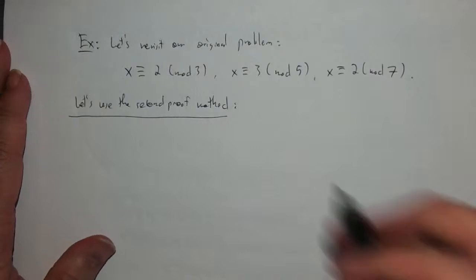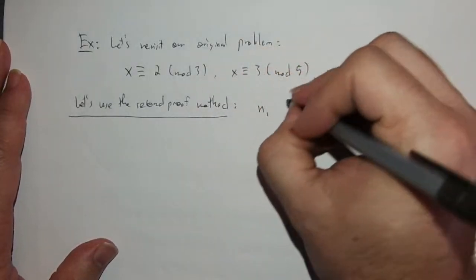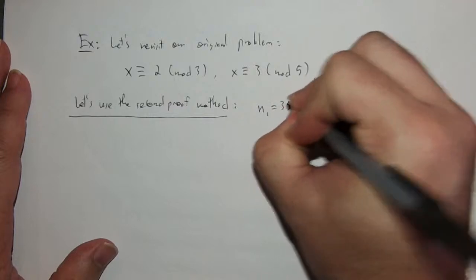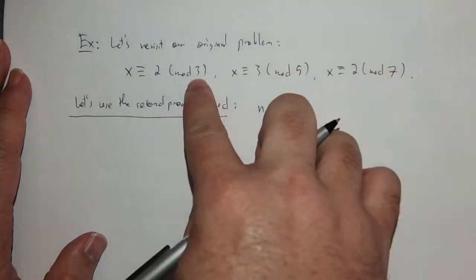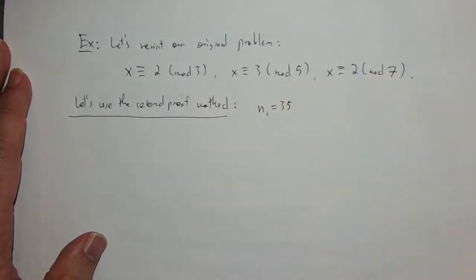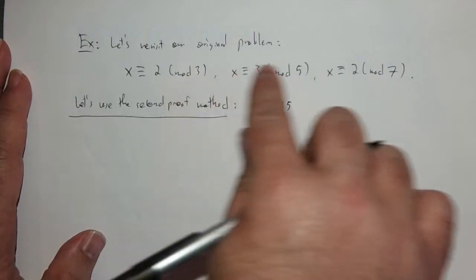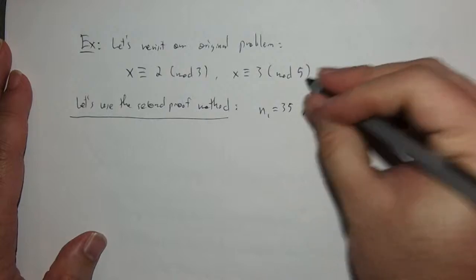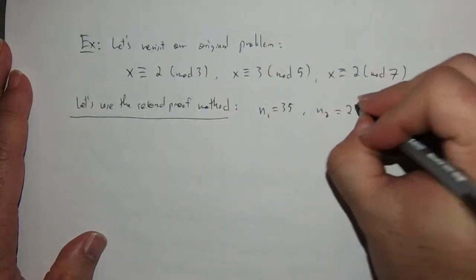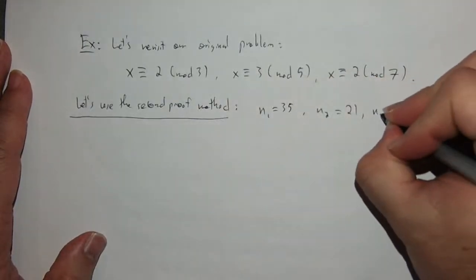So, using this, n sub 1 is 35. Remember, n sub 1 is the product of the m's, except it leaves out the first one. So instead of being 3 times 5 times 7, it's just 5 times 7. N sub 2 leaves out 5, so it's 3 times 7, so it's 21. N sub 3 leaves out 7, so it's 3 times 5, it's 15.